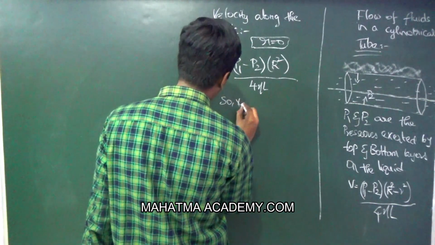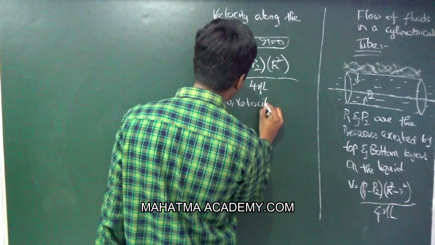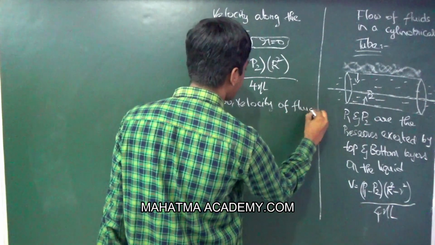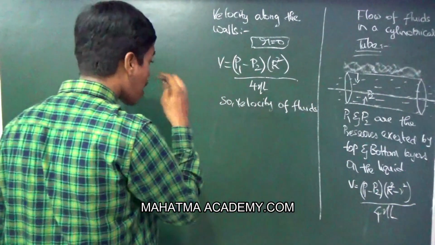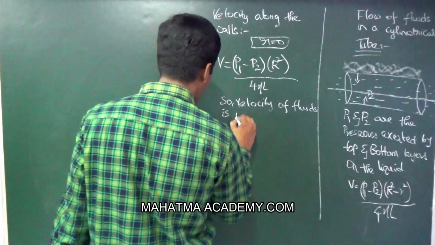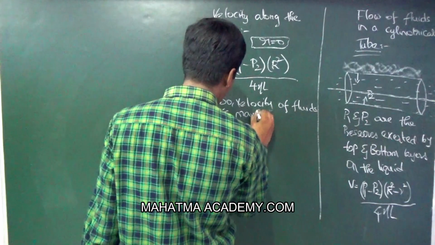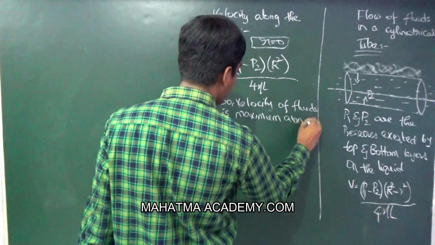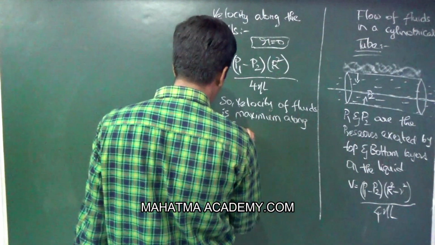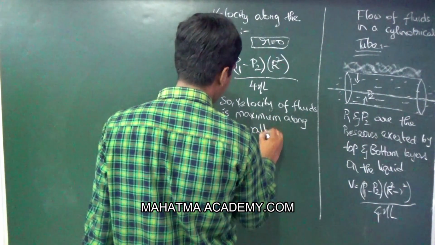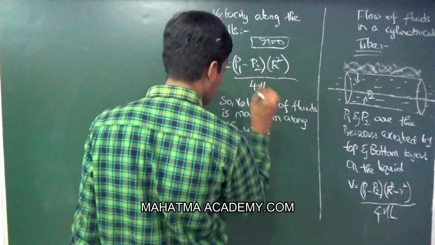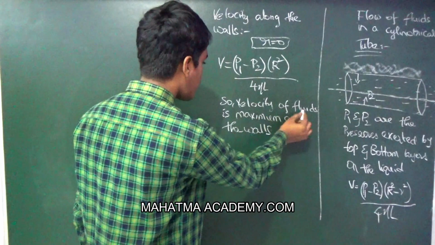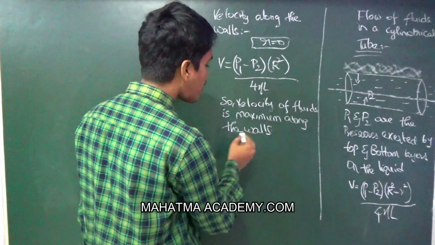So the velocity of fluids is maximum along the walls. Now we have seen the velocity of fluids is maximum along the walls.